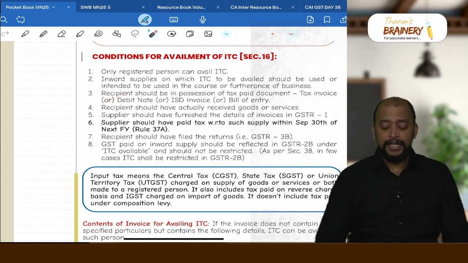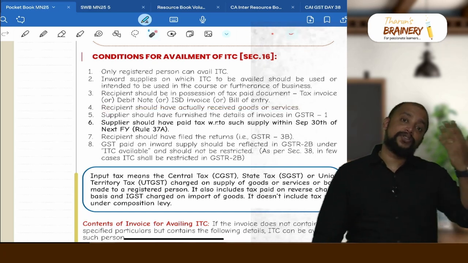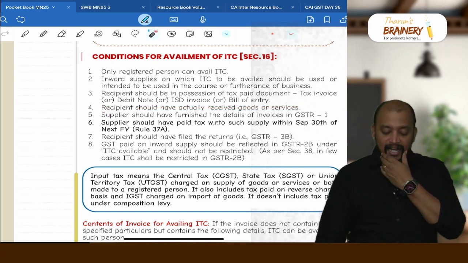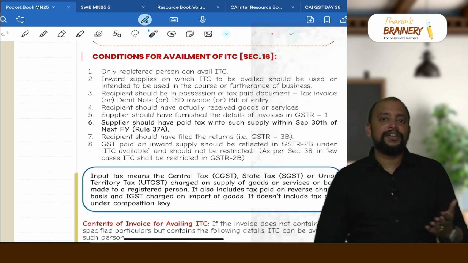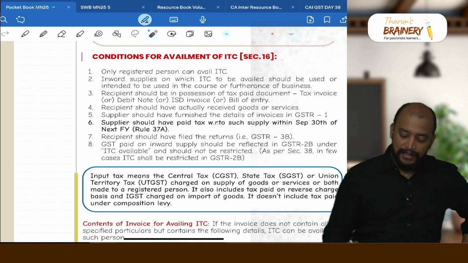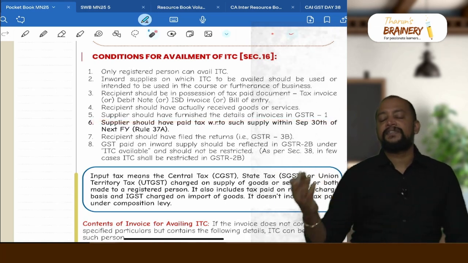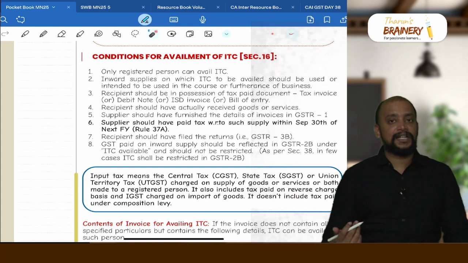Then point number 4, the recipient should have actually received the goods or services. For example, if the invoice is in January but the goods and services are received in February, ITC can be availed only in February. And the supplier should furnish the details of the invoice in GSTR-1, because only when it is coming in 2B can we take ITC. That's why that condition.